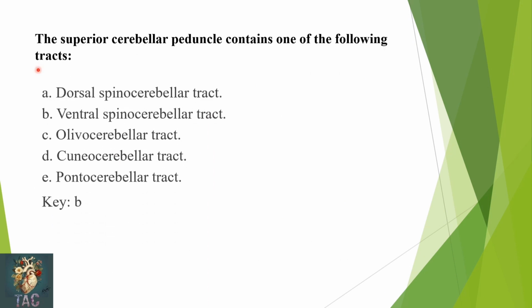Superior cerebellar peduncle contains one of the following tracts. So we all know that the ventral spinocerebellar tract is passing through the superior cerebellar peduncle, and the remaining all are entering into the cerebellum through the inferior cerebellar peduncle. So correct option is B.